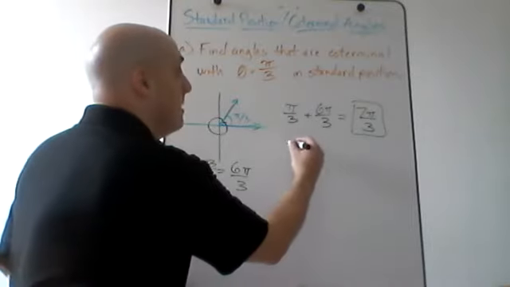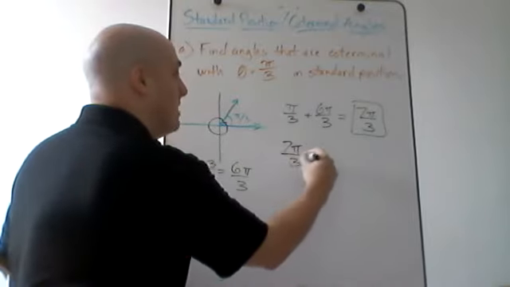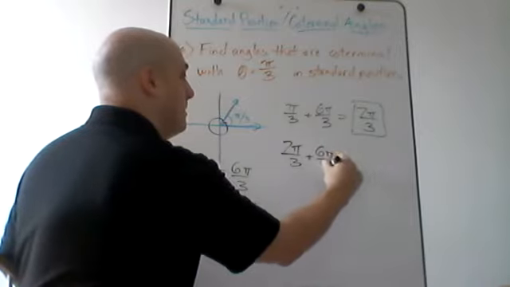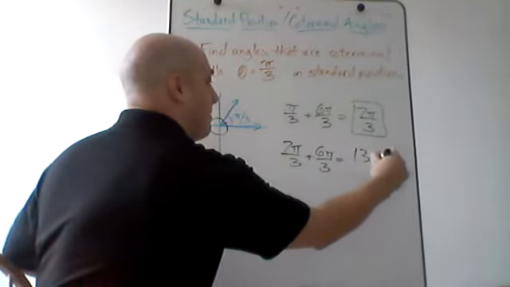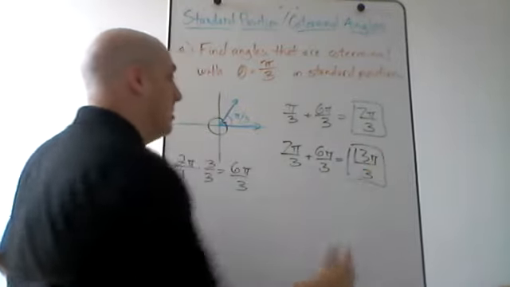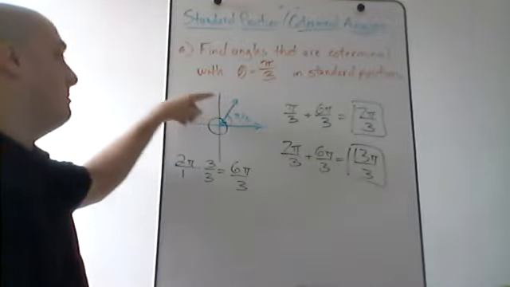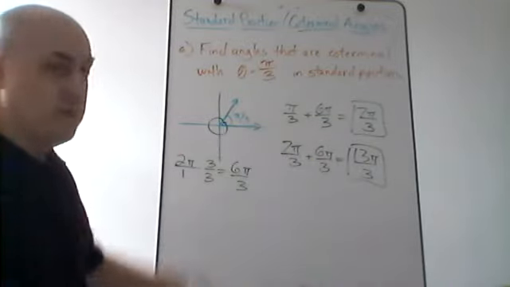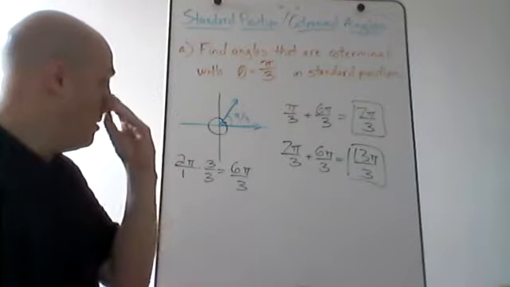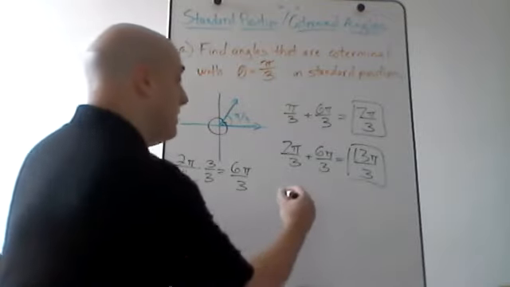To get another one, I take that 7 pi over 3 and add another 6 pi over 3 to it. That's going to be 13 pi over 3. Another coterminal angle. That would be like doing 2 laps around the circle and then that extra pi over 3 to get me to that same coterminal point. I can get negative angles as well in radians.